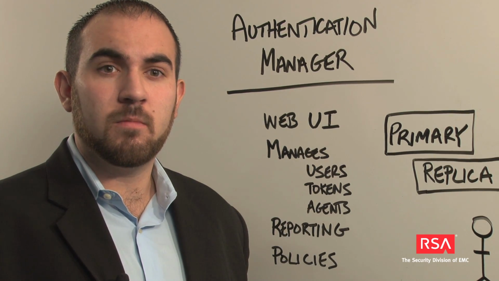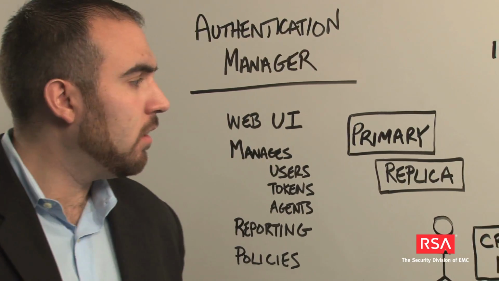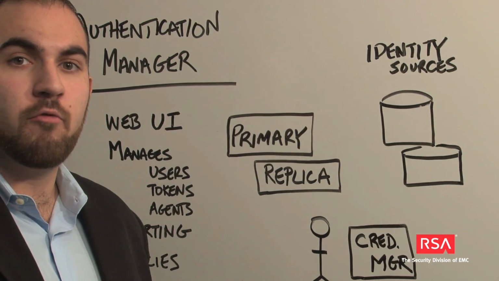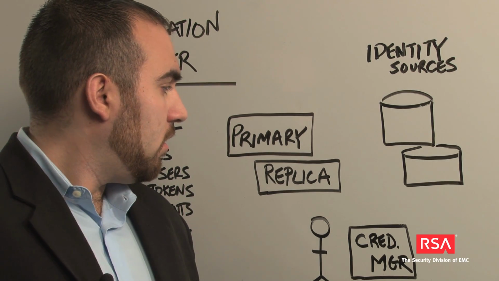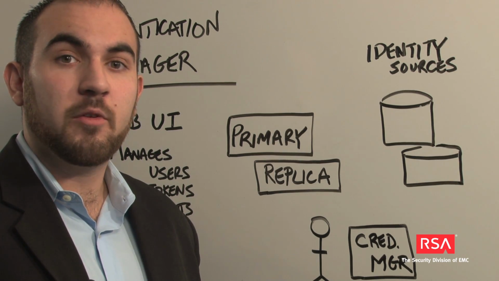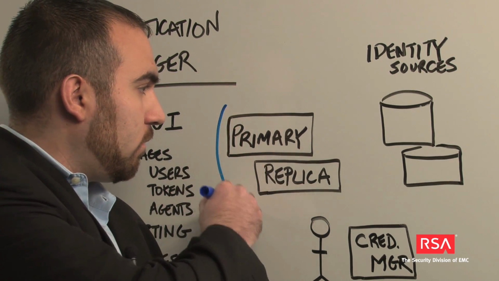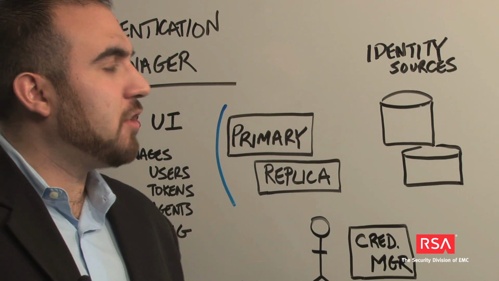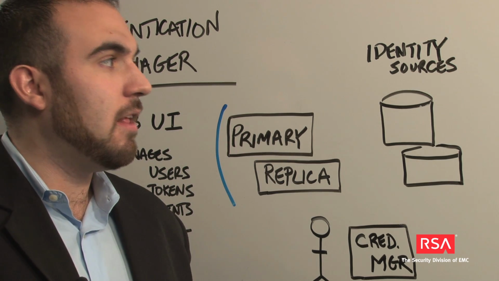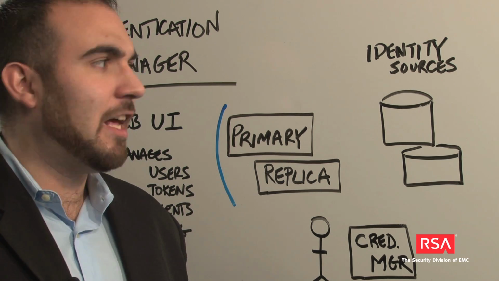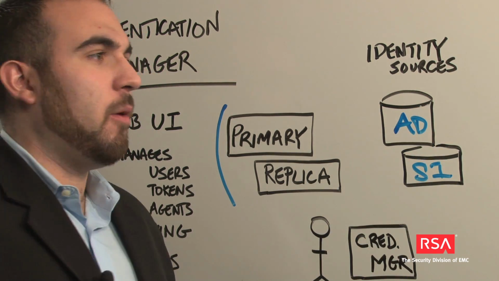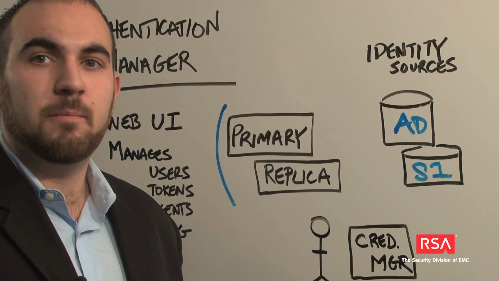Now let's talk a little bit about Authentication Manager's architecture. We leverage a primary replica model for redundancy, supporting anywhere from 1 to 15 replica servers. This allows us to provide redundancy for a single site and anywhere up to a geographically dispersed environment. Second, I want to mention identity sources. Within Authentication Manager, we have a feature called native LDAP integration. That allows us to leverage existing LDAP identity sources such as Active Directory and Sun directory for the purposes of managing users within a Secure ID deployment.